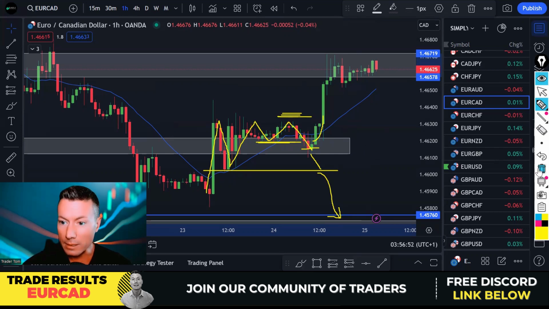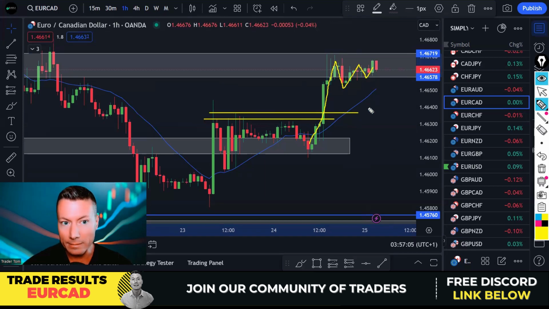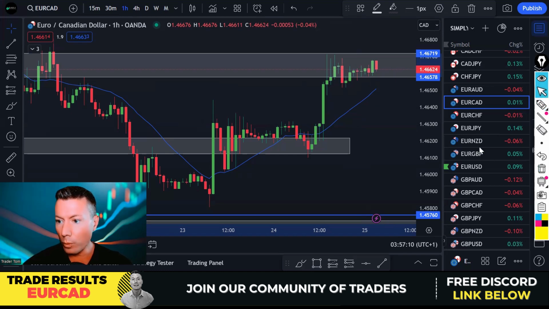So this was an unsuccessful trade. It was a little bit news related, but as you can see, price continued up, and it just left the building. As soon as it breaks these highs, we're not interested in selling euro Canadian dollar. Simple as that. What else were we looking at?